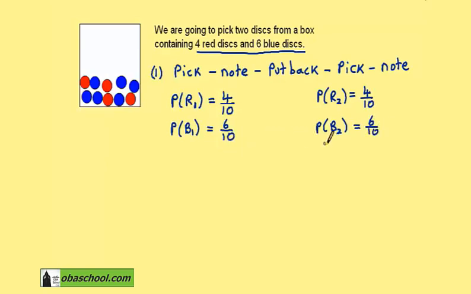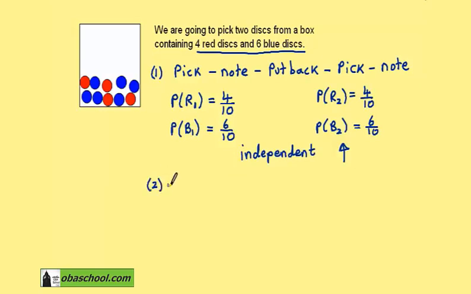The 2 picks are independent. The result of the first pick will not affect the probabilities for the second pick because we put the disc back into the box. So the probabilities remain the same for the second pick. If probabilities are unaffected, then the events are independent.